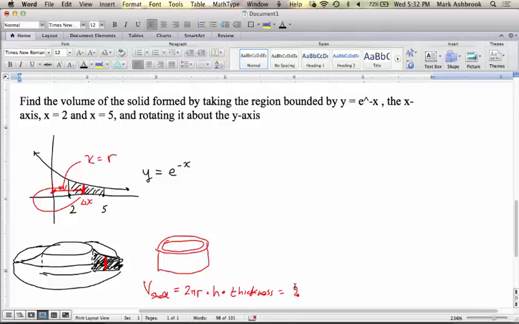So it's going to be 2 pi times the x coordinate times the height, which is the y coordinate, which is e to the minus x, times the thickness, delta x. So there's the volume of a typical shell. And we're going to add all those shells up from what to what?